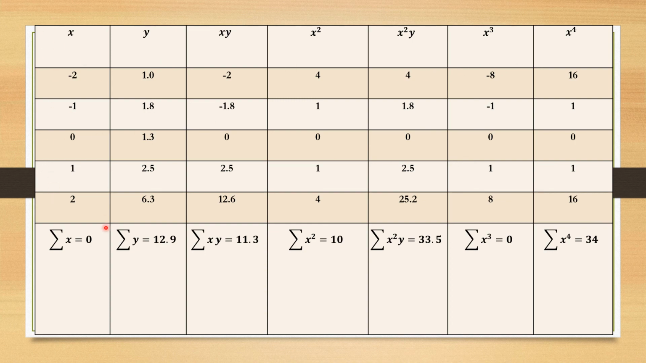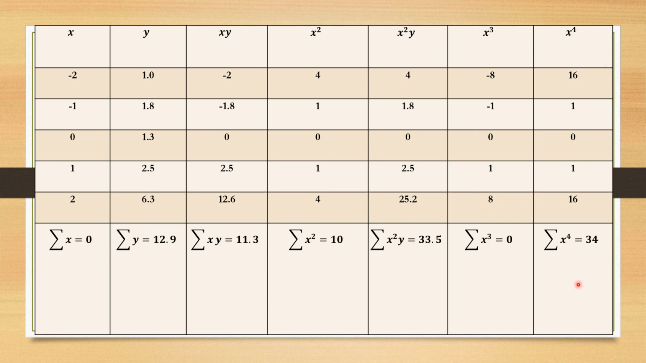Now adding all the columns here, calculating summation x. So summation x comes out to be 0. Summation x cube also comes out to be 0. And the remaining summations are: summation y is 12.9, summation xy is 11.3, summation x square is 10, summation x square y is 33.5, and summation x raised to 4 is 34.